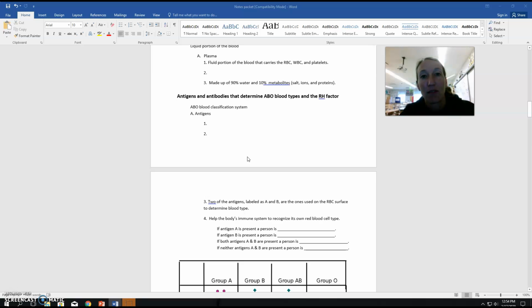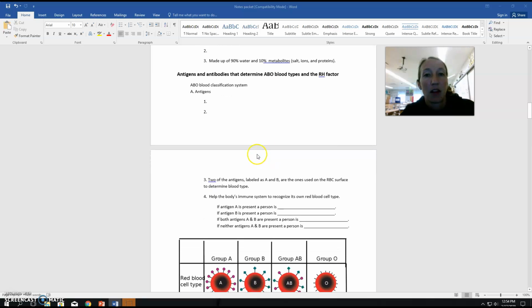Now, AB blood is a universal receiver because it doesn't make any antibodies. And then O blood is a universal donor because it doesn't have any A or B antigens on it. And so if you donate O blood to somebody else, the body's not going to react in a negative way because there's no proteins on it. There are no A or B antigens, those proteins on the red blood cell surface area.